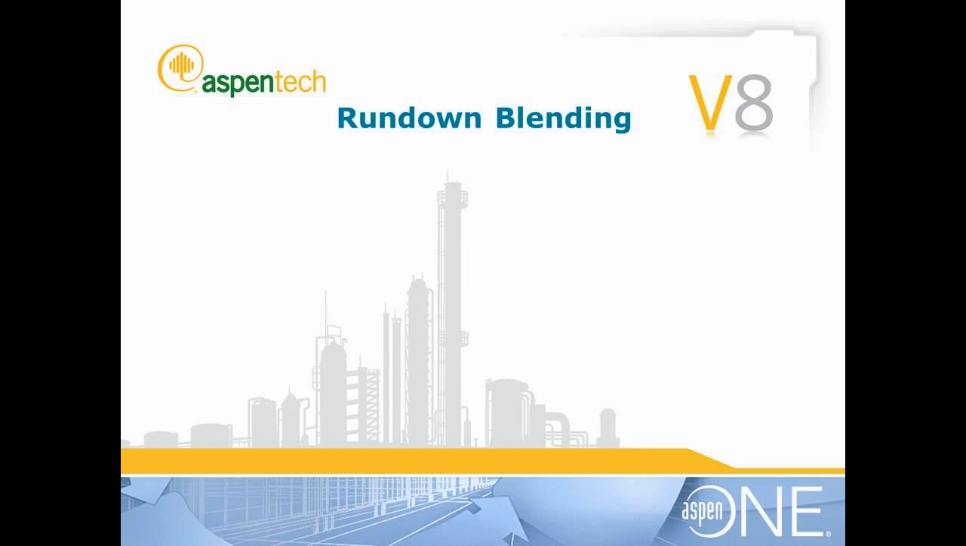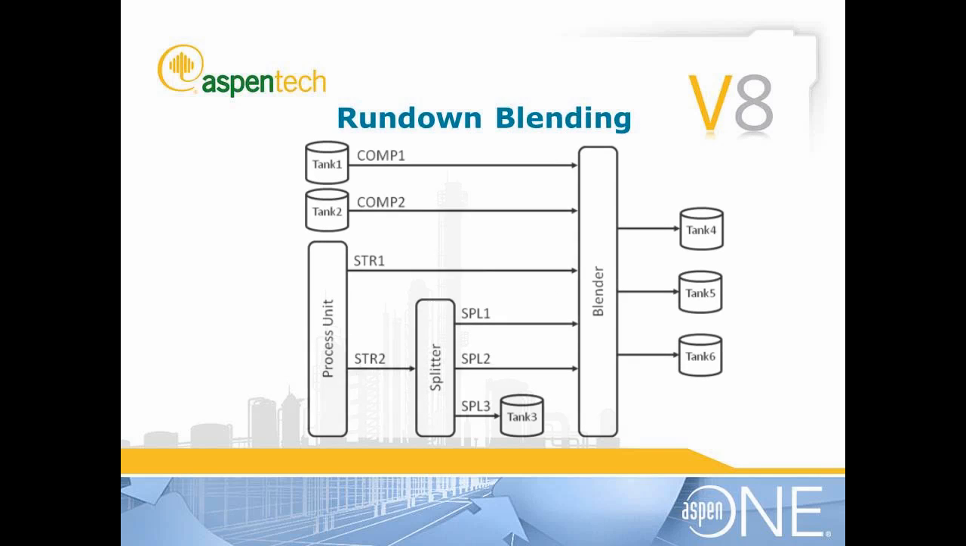Aspen MBO V8 now includes the ability to model rundown blending. Rundown blending refers to the blending configuration where streams are blended directly off a unit to a finished product tank.